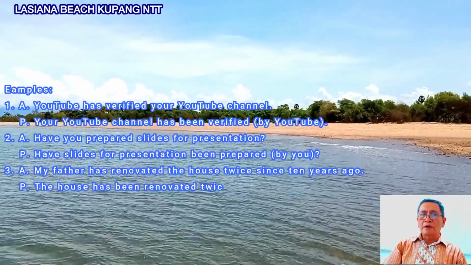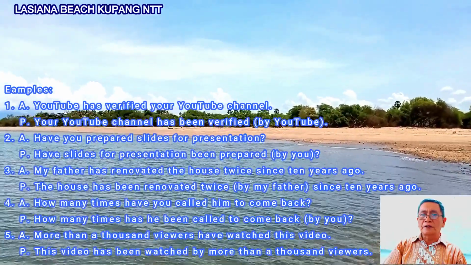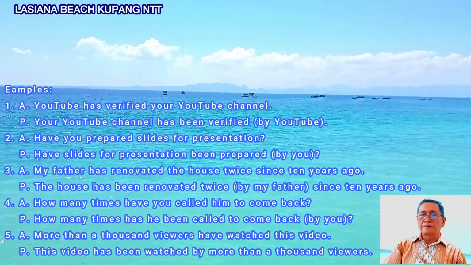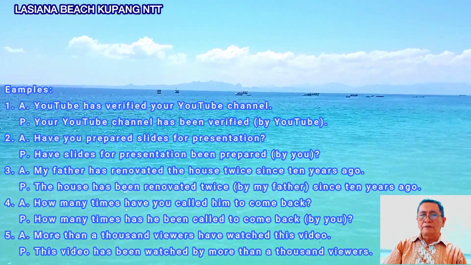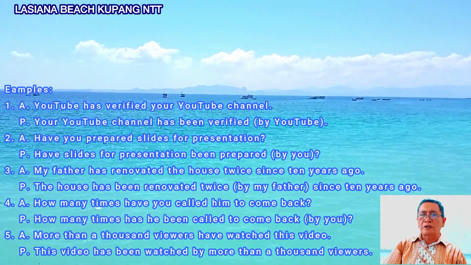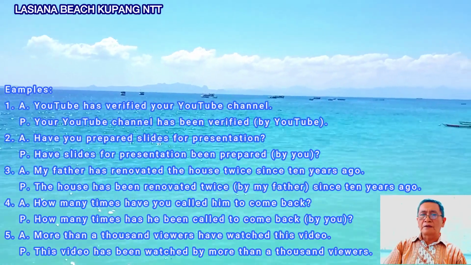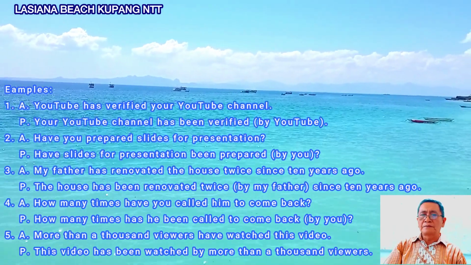Examples: number one, active: YouTube has verified your YouTube channel. And the passive: your YouTube channel has been verified by YouTube. Number two, active: have you prepared slides for presentation? And the passive: have slides for presentation been prepared by you?